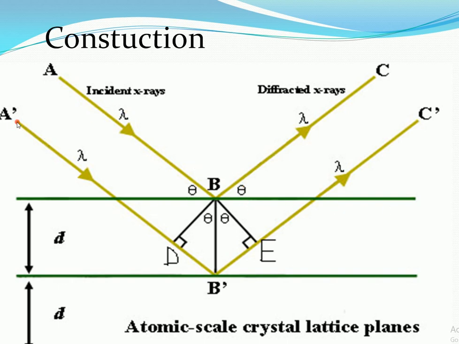Let a second narrow beam A' B' be incident on the second lattice plane at point B'. It will be reflected as B' C'. Both the rays have the same wavelength, and it is observed that the second beam travels a larger distance as compared to the first. So we have to calculate the path difference between these two rays.